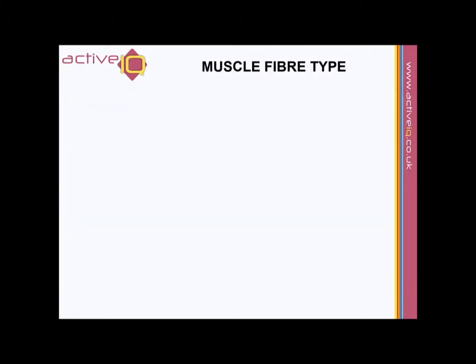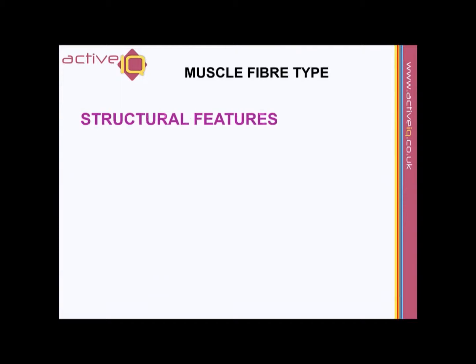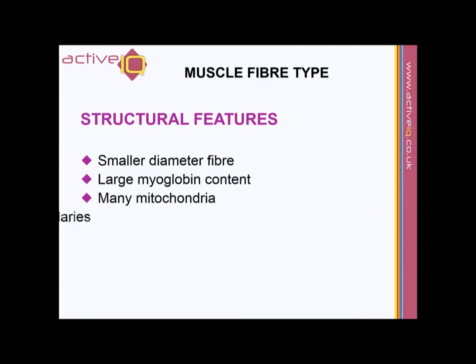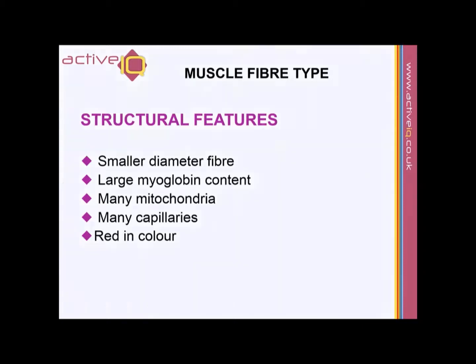We're now going to look at muscle fibres in this next delivery, and fibre types. The first one we're going to look at is slow twitch, or type 1 muscle fibres. Structural features of them are that they are small in diameter, they have large myoglobin content, so they've got a lot of oxygen in them. There's a lot of mitochondria, or little battery packs, in these. They have a lot of capillaries, so they're well oxygenated because there's a big supply of blood to them, and they're red in colour.